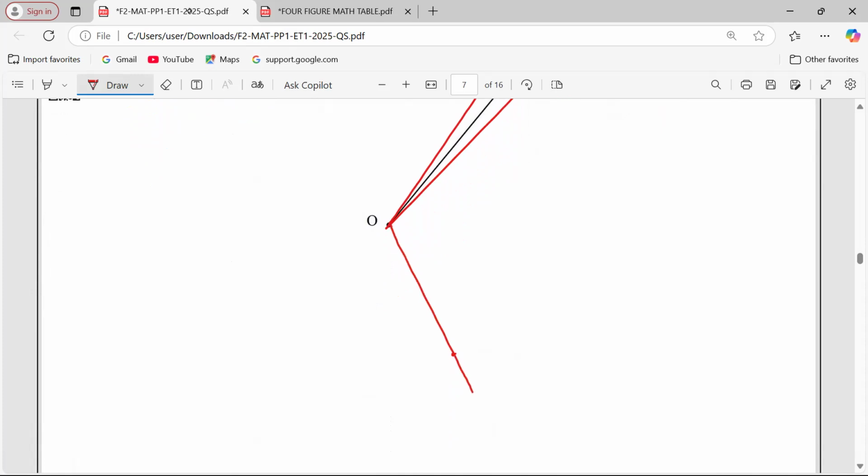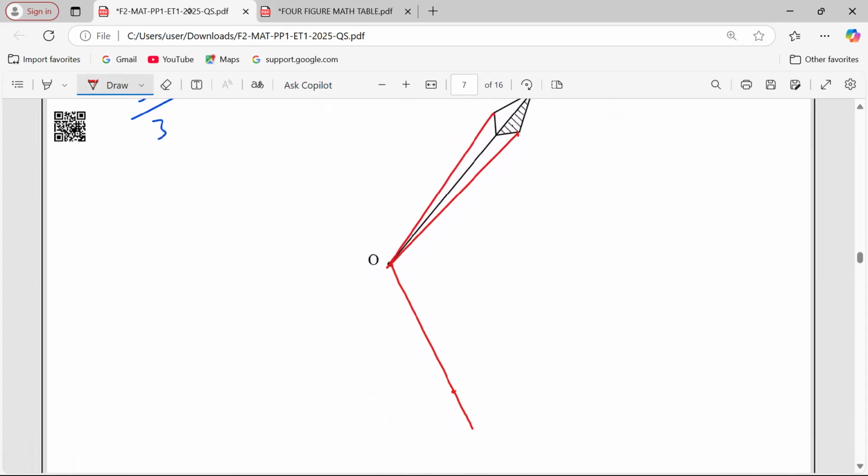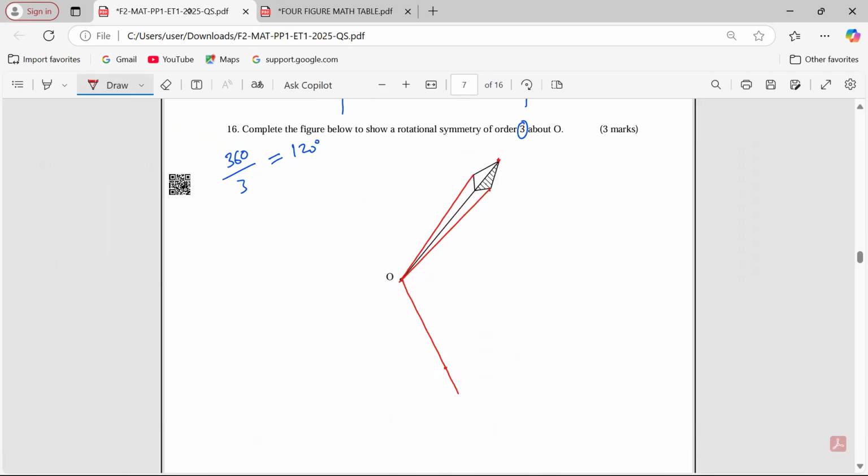Then after that, we are going to measure an equal distance. So from O to where the point is, we measure the distance so that we may transfer it to the other side. Or the distance, instead of being measured, we can transfer it using a compass. So that is where we'll get that point.